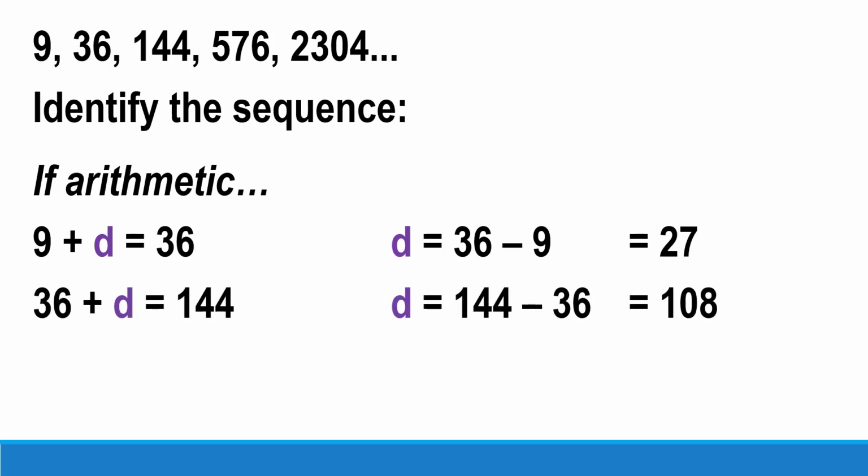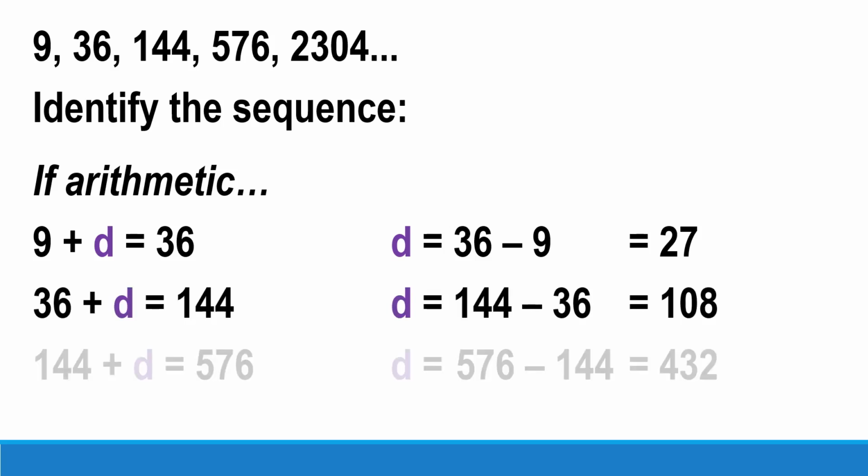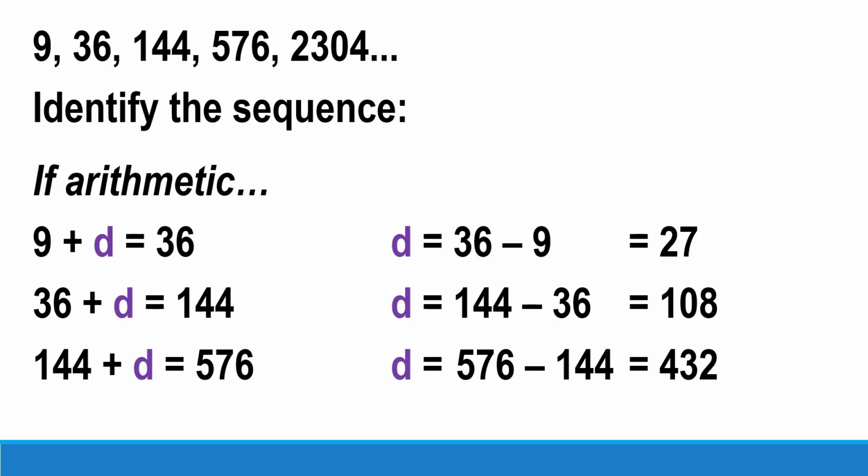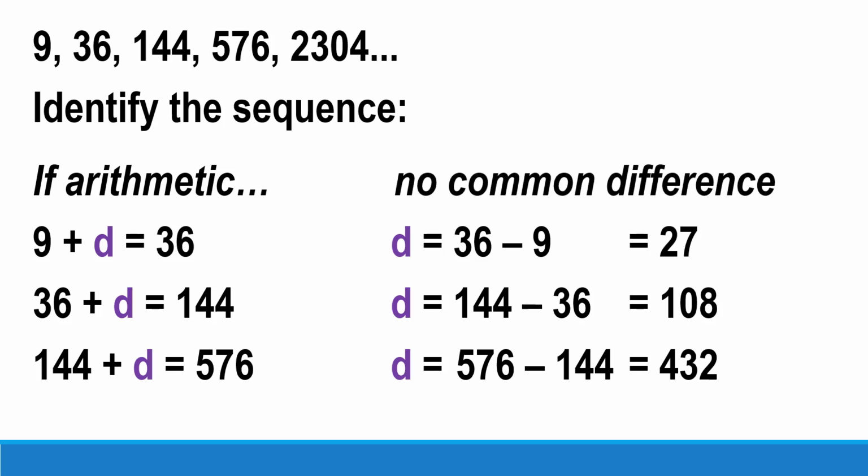36 plus d equals 144. The difference between those two terms is 108, and 144 and 576 difference is 432. They do not share the same common difference, and therefore it is not arithmetic.